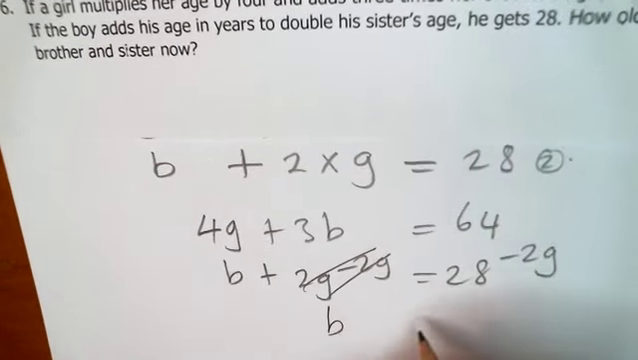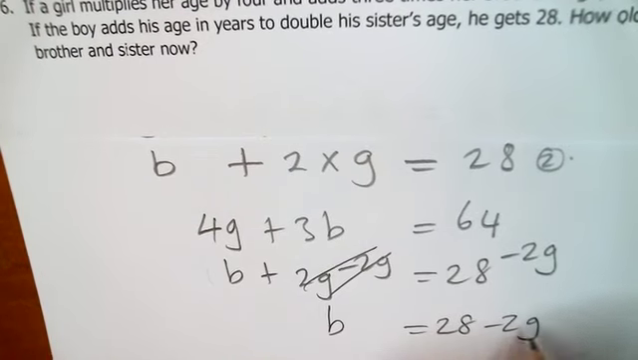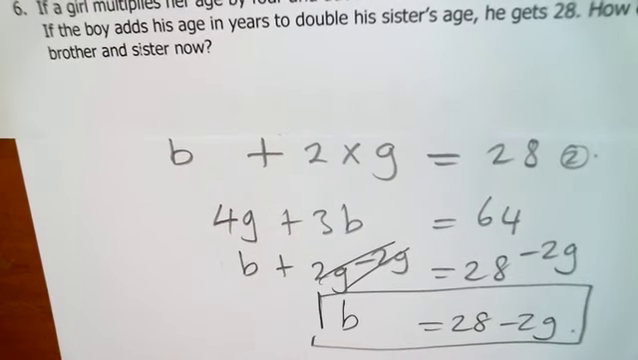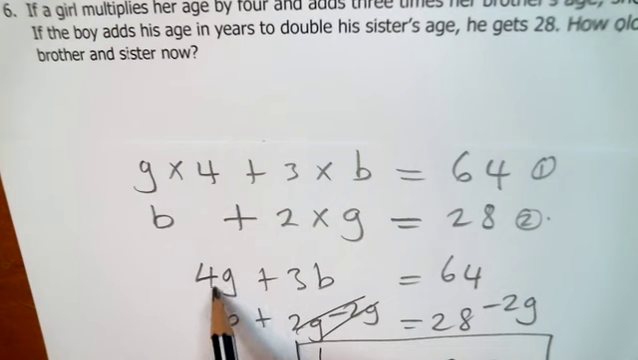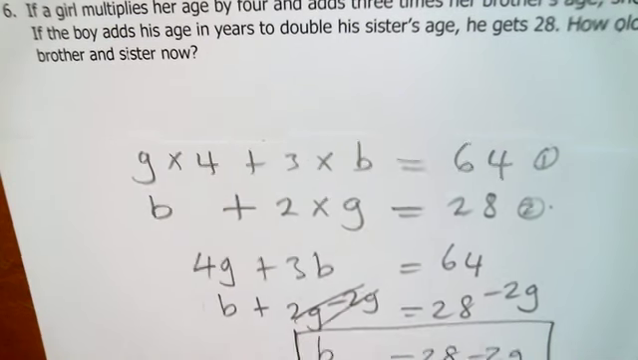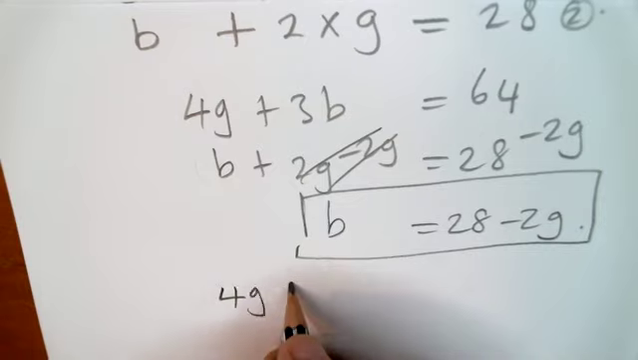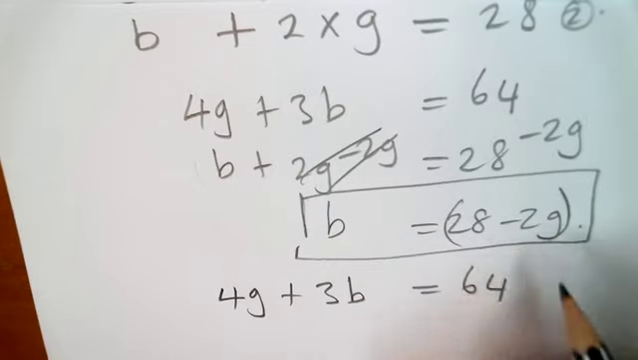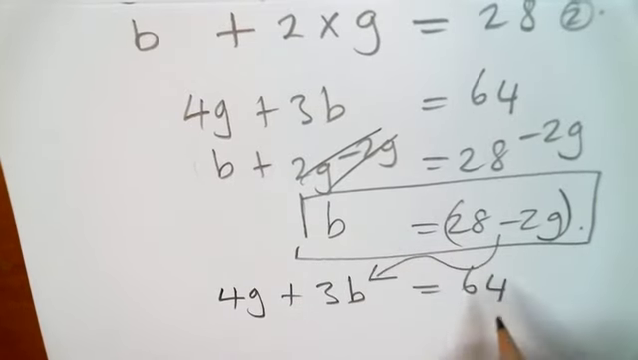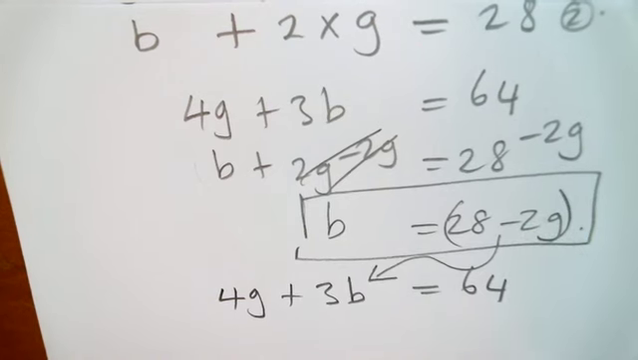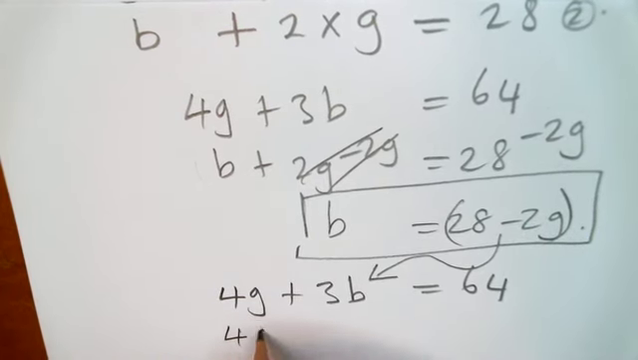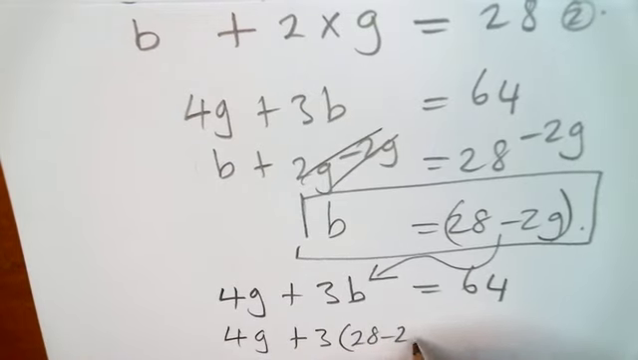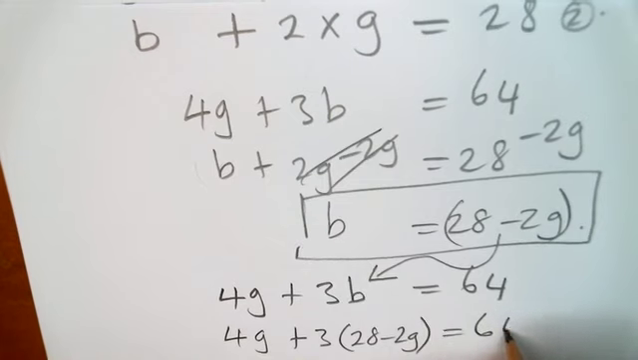Leaving me with B is equal to 28 minus 2G. Now, the reason that's important is we now have a new equation. So let's write down the initial equation here, which is 4G plus 3B equals 64. But we know what B is. B is this thing here. So every time I see a B, I'm going to write 28 minus 2G. So I've got 4G plus 3 times 28 minus 2G is equal to 64.